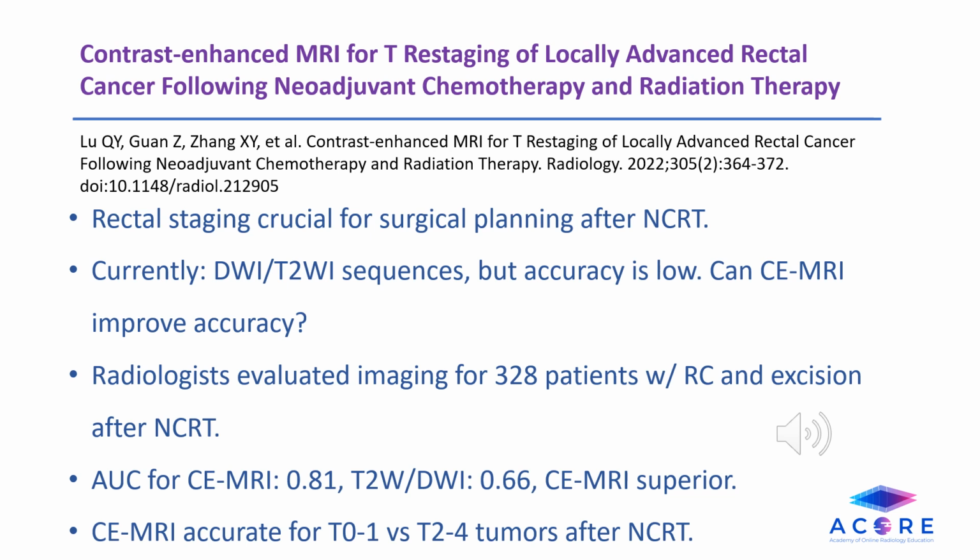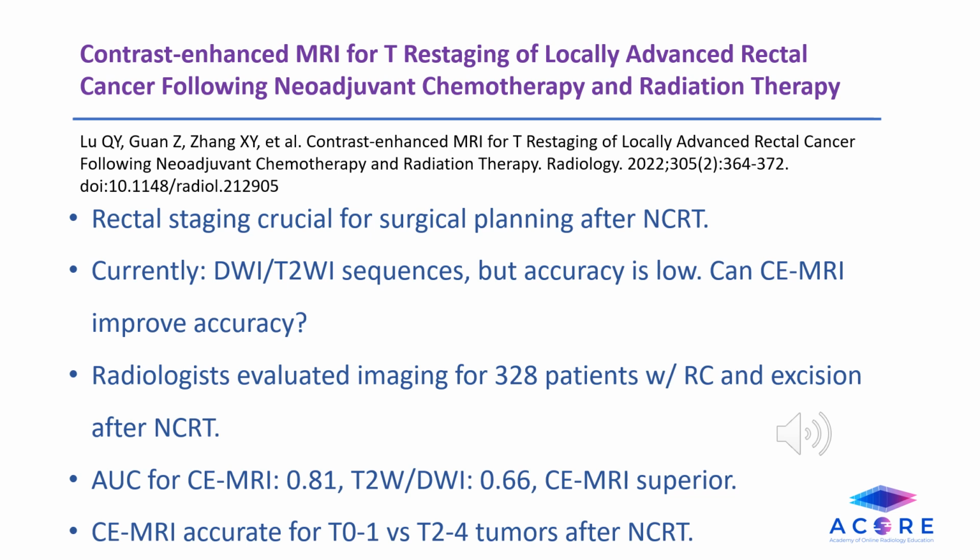The value of contrast-enhanced MRI for rectal cancer staging has been demonstrated in recent literature. This study aims to evaluate the use of contrast-enhanced MRI in distinguishing T0 to 1 and T2 through 4 rectal cancer following NCRT to determine suitability for resection compared to the current standard. After exclusion criteria, 328 patients with locally advanced rectal cancer who underwent total mesorectal excision after NCRT from January 2014 to October 2018 were chosen for the study.